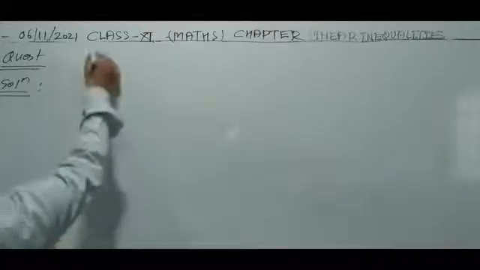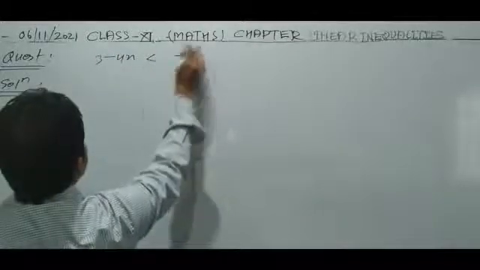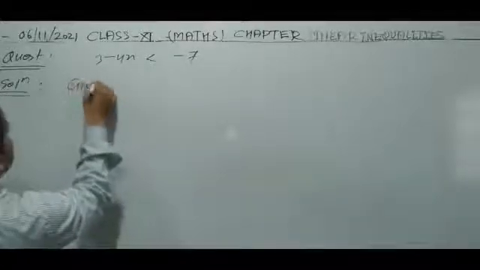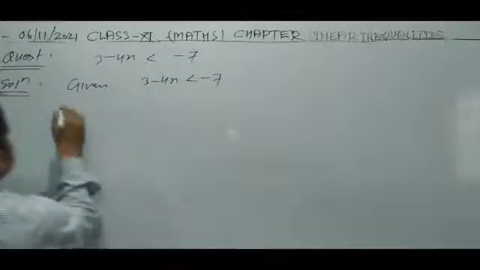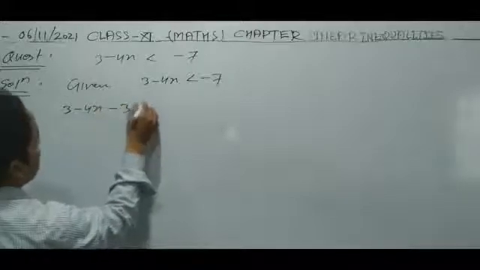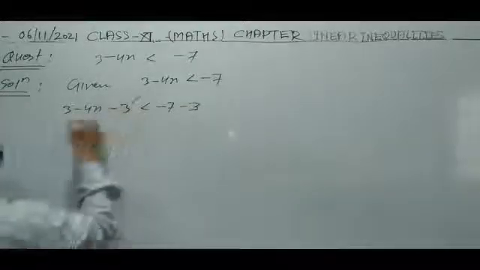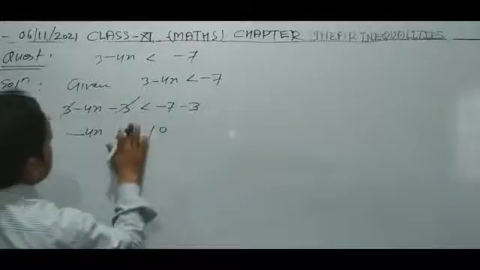3 minus 4x is less than -7. Now, first of all we will write the given inequality: 3 minus 4x is less than -7. So 3 minus 4x minus 3 is less than -7 minus 3. We have operated -3 on both sides. So the 3 will cancel out. So -4x is less than -10.